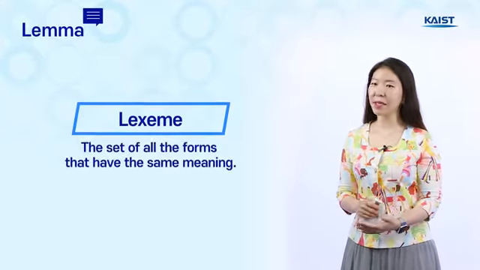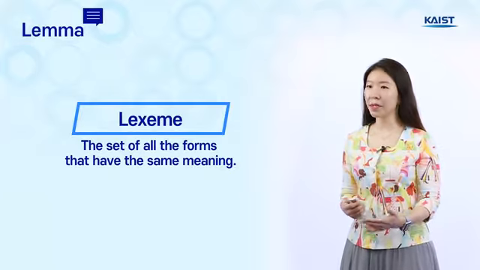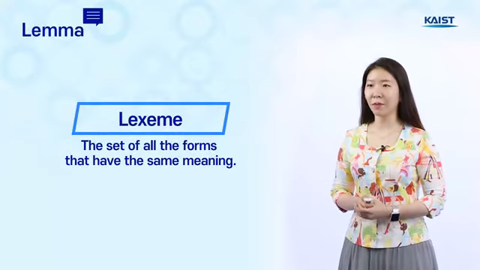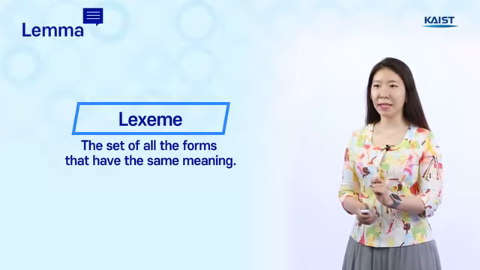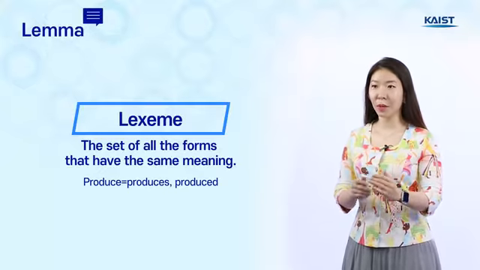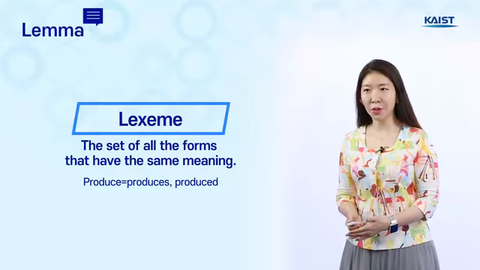Okay, so let's look at the other terminologies one by one. The first one is lexeme. Lexeme is the set of all the forms that have the same meaning. So for example, let's say produce. So then produces or produced, right? Those are all the lexemes.